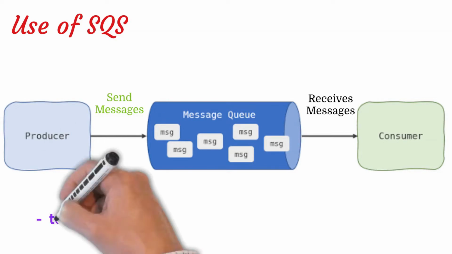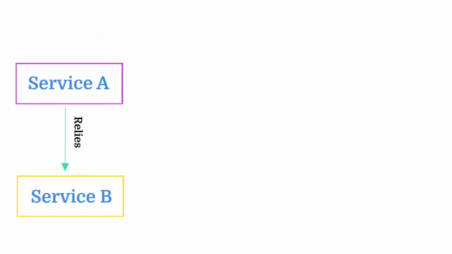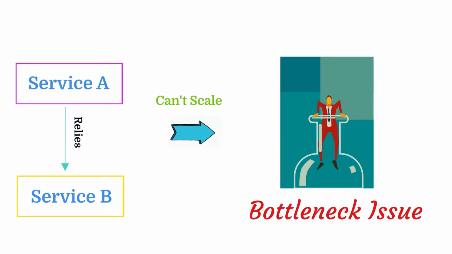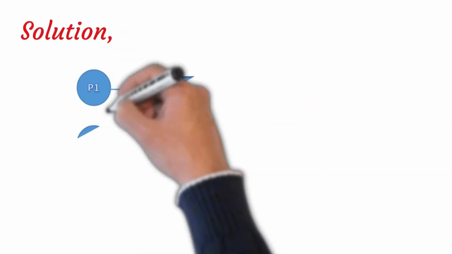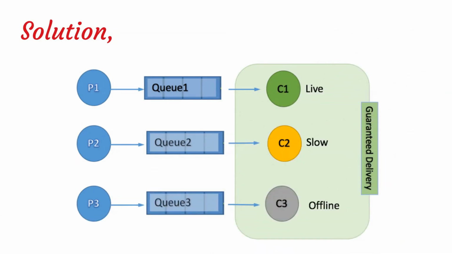Another common usage for queues is to accommodate mismatches in service scalability. When a service relies on another one that can't scale to the same level or as quickly as the first, bottlenecks can become a problem. In these cases, having a queue between A and B is beneficial, because the queue can absorb peak demand from A and transmit messages at a slower pace that B can cope with.